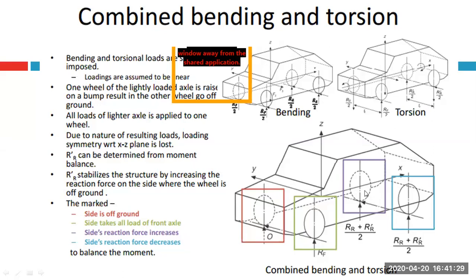And then you have got the rear axle, wherein both the tires, the rear left hand side tire and the rear right hand side tire, are taking up the load equally. That's the reason why the reaction at the left rear tire is RR plus R dash R upon 2, and the reaction at the right rear tire is RR plus R dash R upon 2. And then this is the condition where you have got combined bending and torsion.